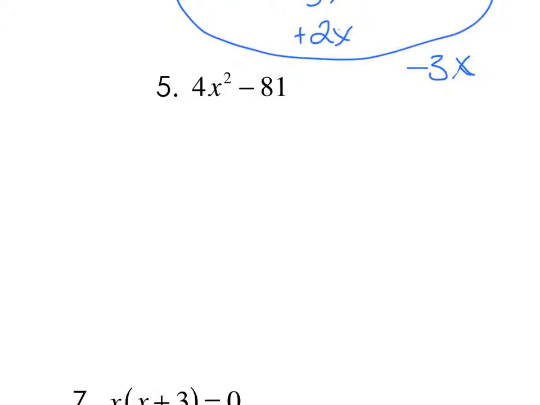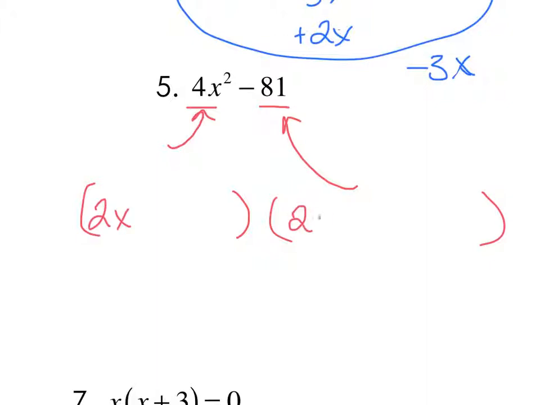Going over to 5, again, you want to make sure that you have a greatest common factor. In this case, we don't. And in this case, we've got just two terms. But notice what kind of numbers those two terms are. They're called perfect squares because you can write them as factors of each other. 2x times 2x is 4x squared. 9 times 9 is 81.